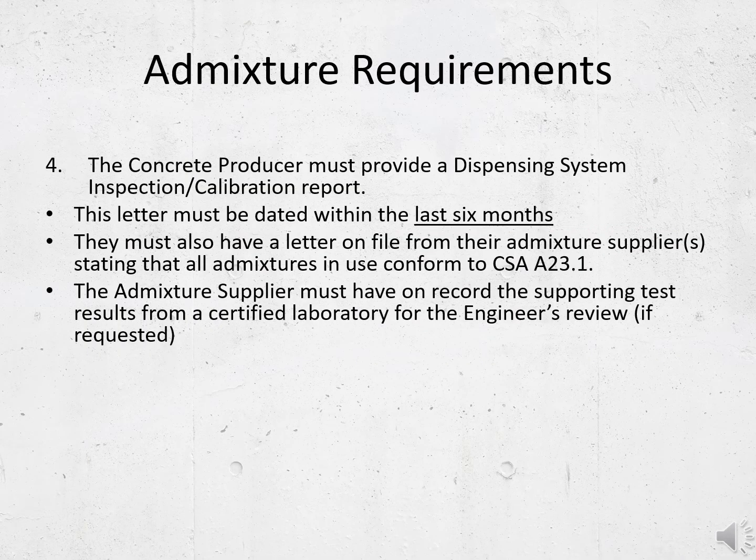Please ask to review the most current and previous 2 admixture dispensing system inspection calibration reports for compliance with the inspection interval, that being every 6 months for plants open year-round and annually at the beginning of the season for seasonal plants. The producer should also have a letter on file from their admixture supplier stating that the admixtures in use conform to CSA A23.1. Submit a copy of the most current reports with the audit checklist.